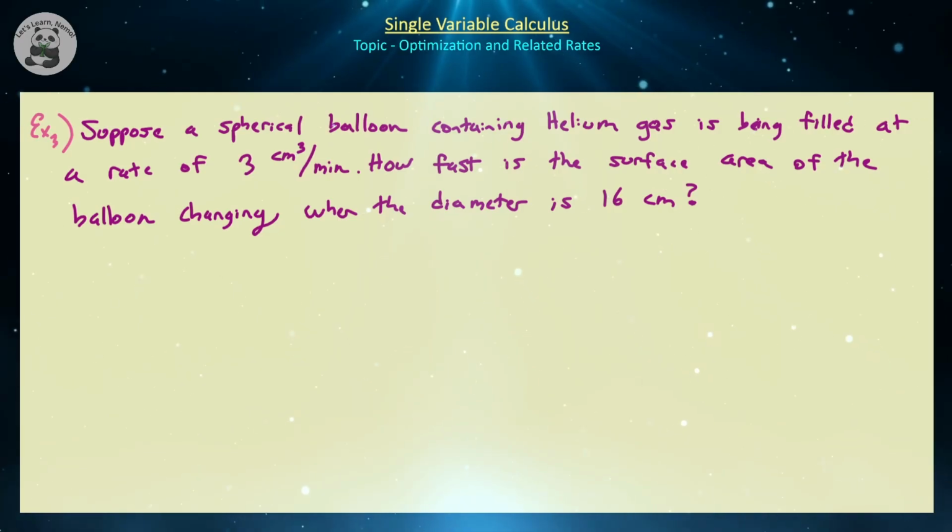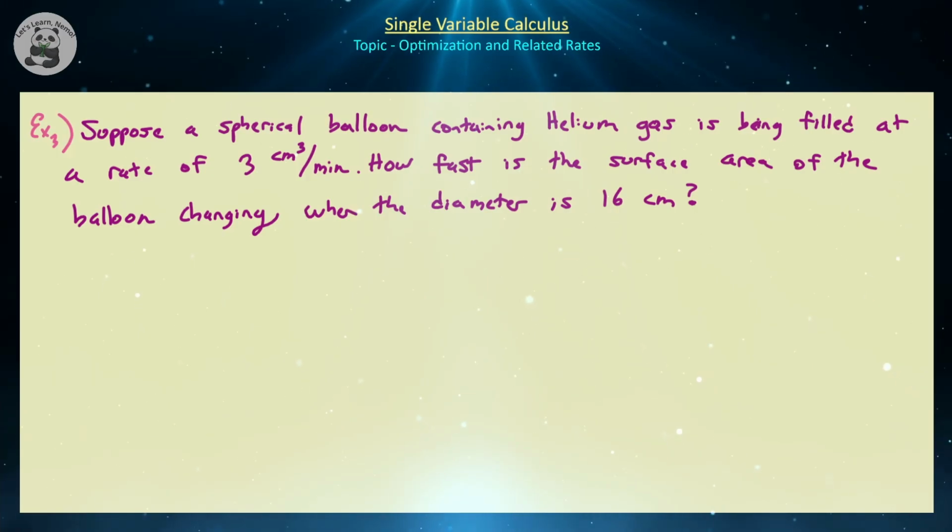The next problem that we're going to look at also is a geometry-based problem, but we're not going to be looking to minimize or maximize anything. So let's give it a read through. Suppose we have a spherical balloon that's containing helium gas, and it's being filled up at a rate of 3 cubic centimeters per minute. How fast is the surface area of the balloon changing when the diameter is 16 centimeters?